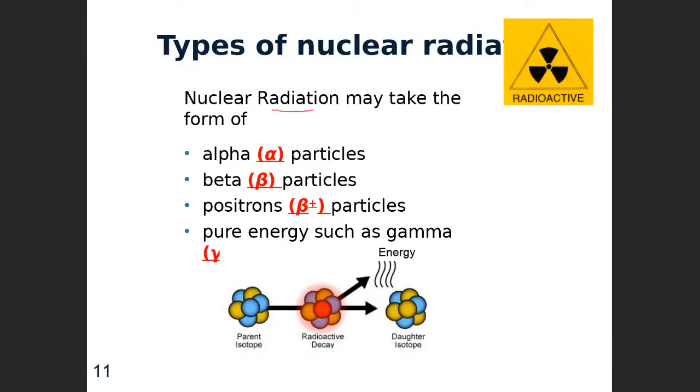So the nuclear radiation may take the form of alpha particles, beta particles, something called a positron, which is a beta plus particle, or pure energy such as gamma rays. So we have the parent isotope. It will change through radioactive decay. Then it will start to emit particles to give a more stable isotope and release energy.